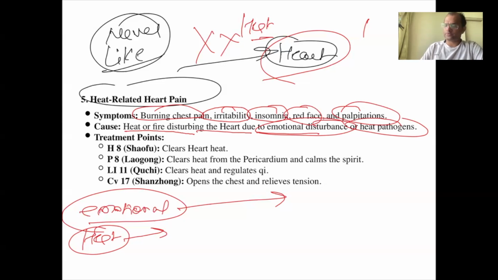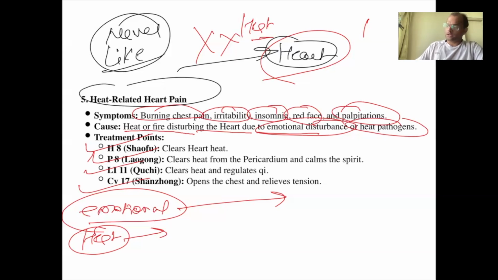So we will expel the heat by Heart 8, which is the heat point, Pericardium 8, which is also the heat point of the pericardium, LI 11, which is expelling the heat, and CV 17 is the local point of the chest. Very good combination. हम इसके माध्यम से ठीक कर सकते हैं. हार्ट 8, पेरिकार्डियम 8 ने गर्मी को निकाल दिया, LI 11 ने पूरे शरीर की गर्मी को निकाल दिया, CV 17 ने छाती को ठीक कर दिया.